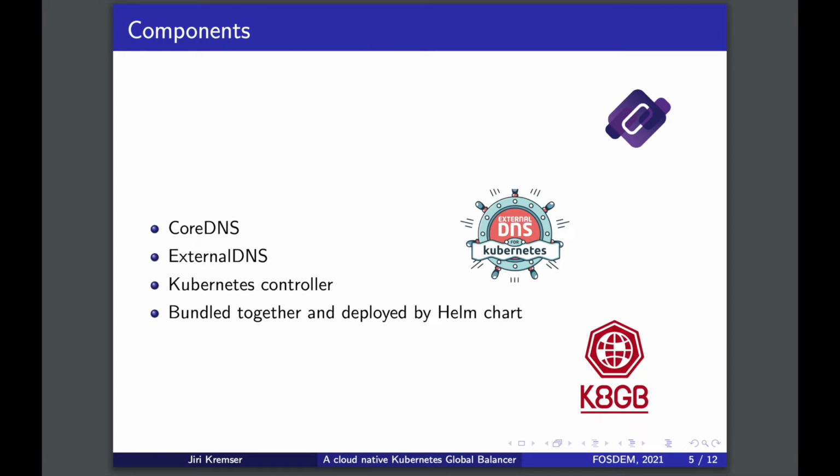In the animation, the representation of k8gb was oversimplified and it was all represented as the red heptagon. But let's look deeper into those components, what they are and what they do. It consists of CoreDNS, ExternalDNS, and the controller itself. The first two are well-known open source projects. Everything is bundled together and deployed by Helm chart.